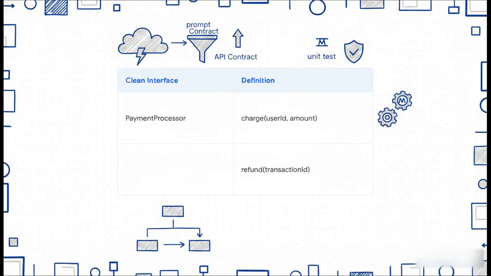Rule 2 is all about prompting for interfaces, not concrete implementations. Instead of begging the AI for some unreadable 200-line mega function, ask it to create a strict API contract first. For example, if you define a really clean TypeScript interface specifying exactly what a payment processor does, with a charge function and a refund function that have strictly defined inputs and outputs, it changes the game. When you force the AI to adhere to a tight contract like that, the generated code stays modular, it's a breeze to mock, and it becomes incredibly easy to unit test.